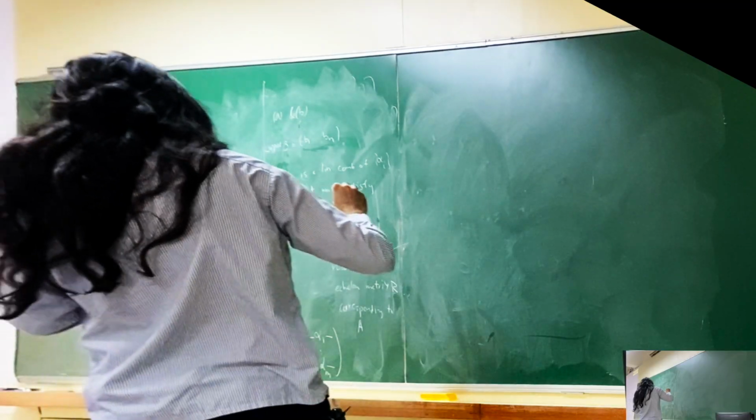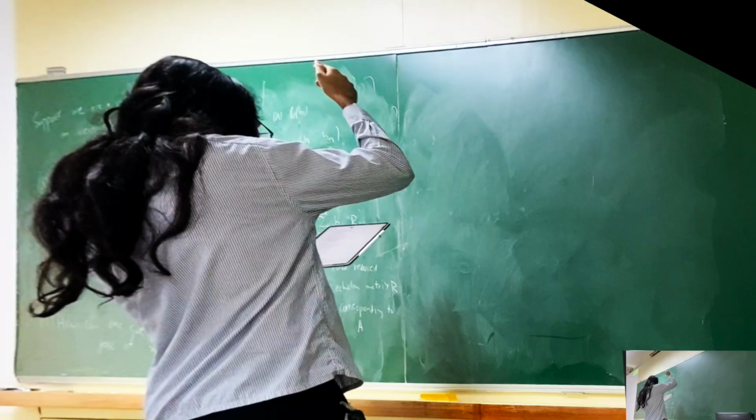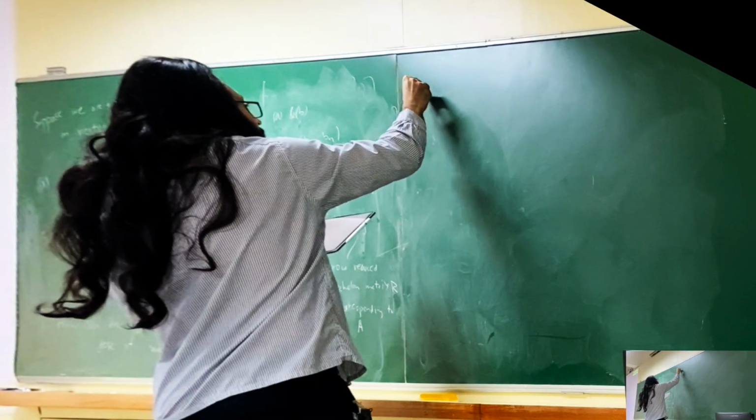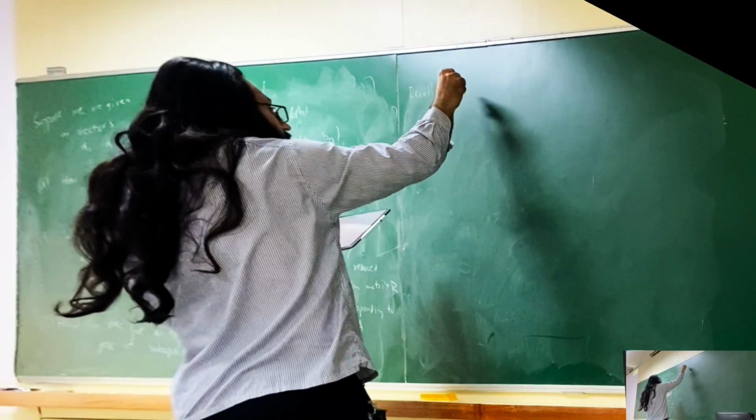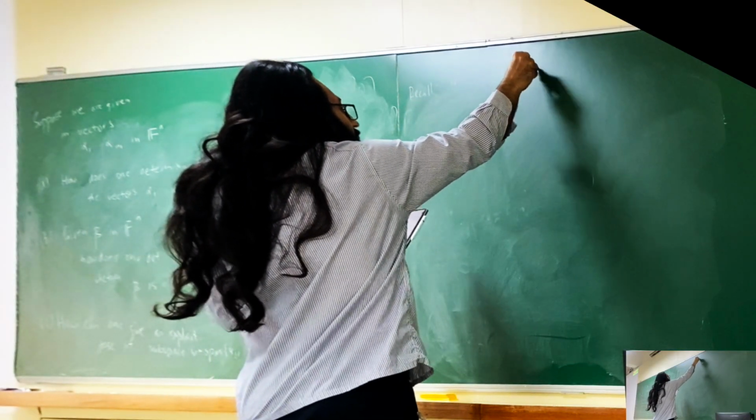Now let's see how to do part C. Okay, so part C, what we're going to do is, the first thing is that W is the row space of A.